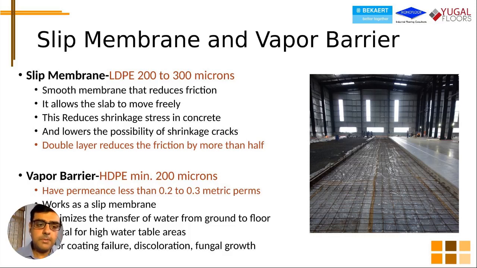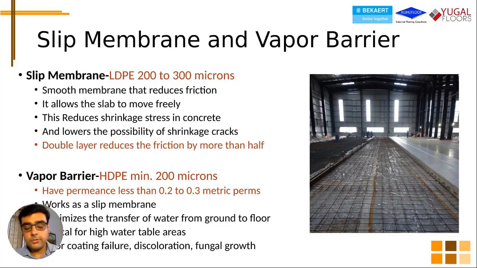Again, the guideline says the slip membrane should be an LDPE sheet, 200 to 300 microns thick. It should be smooth because essentially what it is meant to do is reduce friction between the sub base and the floor. Because as we just discussed, the concrete shrinks, and because of that shrinkage, the slab moves. And this slip membrane allows the slab to move without cracking. This reduces the shrinkage stress in the concrete and lowers the possibility of cracks.